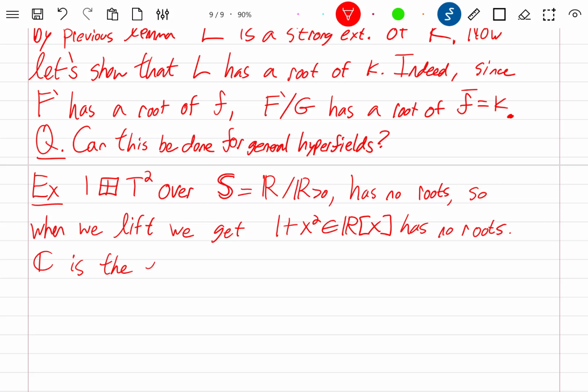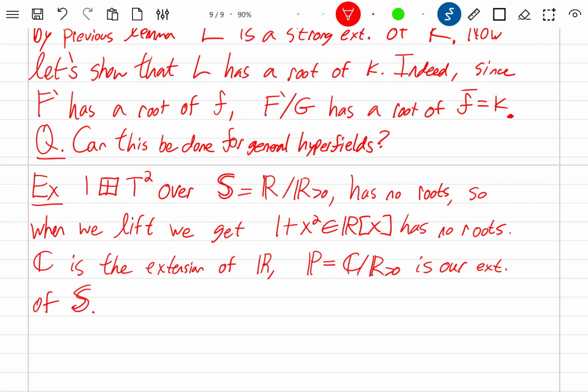So C is the extension of R. And so we have our phase hyperfield, which is C modded out by the positive reals, as our extension of the hyperfield of signs. And we saw this was an extension last time. And so this was the motivating example behind doing this construction in this way.